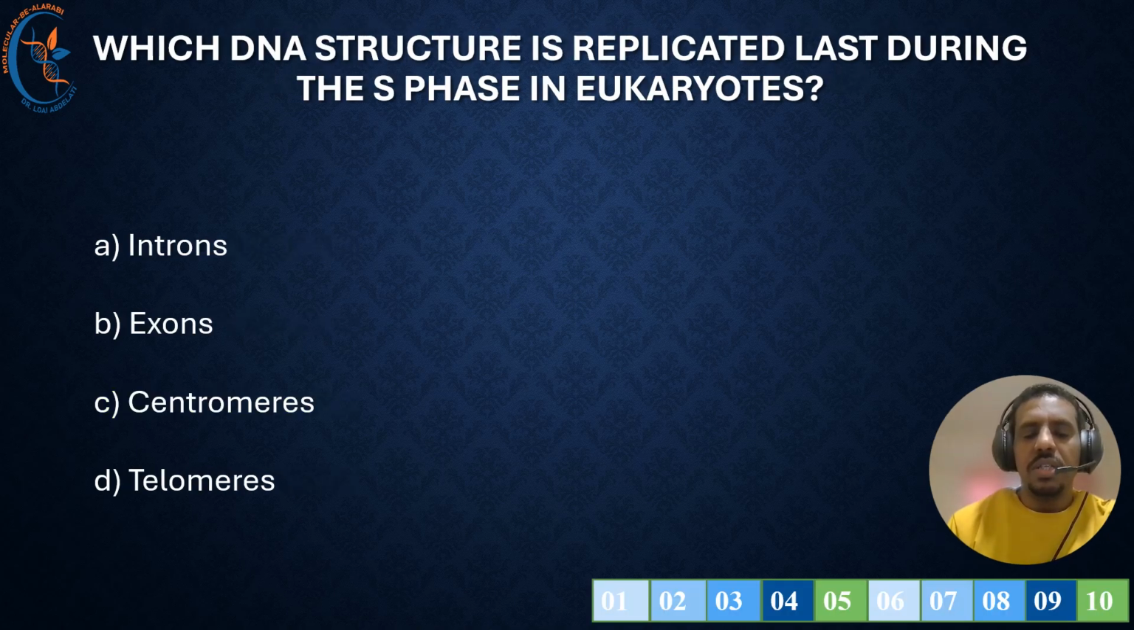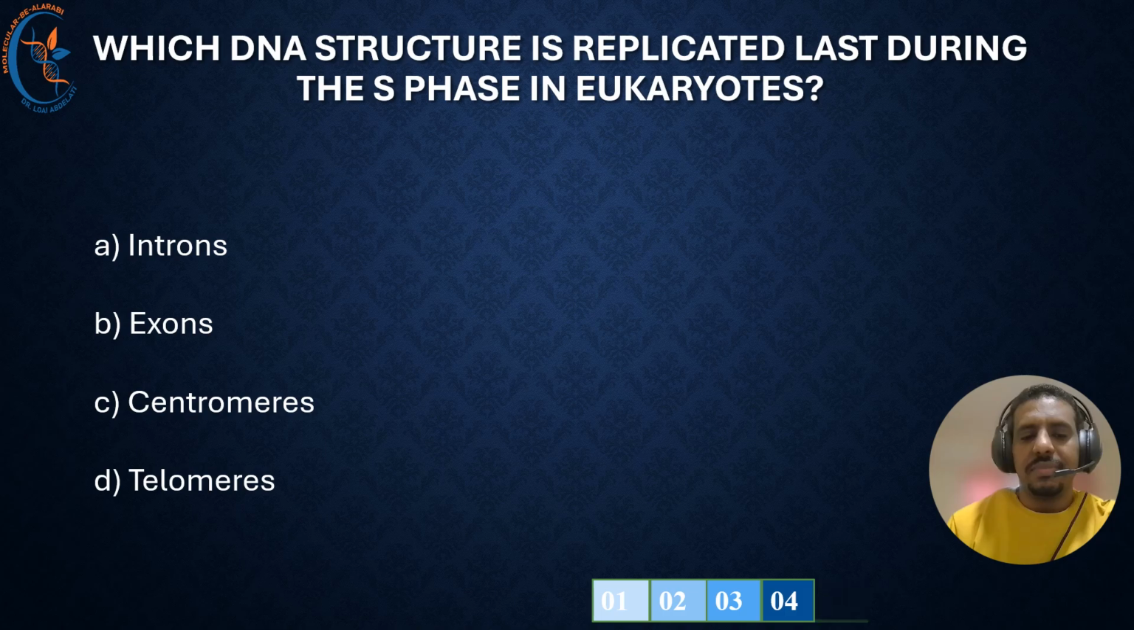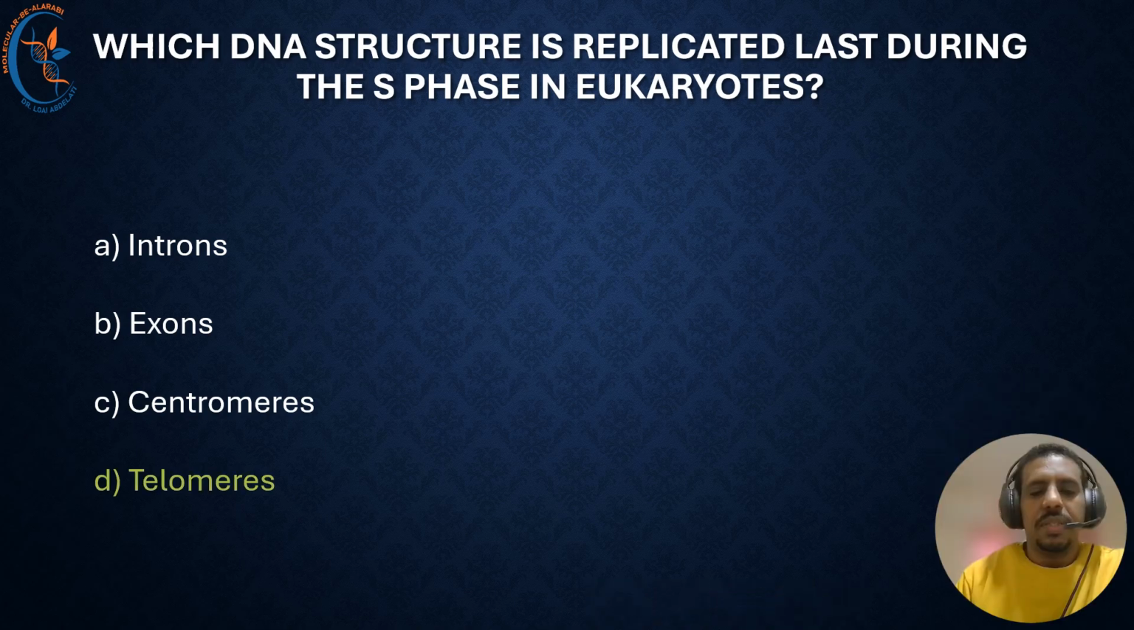So the next question is, which DNA structure is replicated last during the S phase in eukaryotes? 10 seconds. The correct answer is telomerase. Actually, telomeres located at the end of chromosomes are replicated last due to the lagging strand problem and the role of telomerase. Alright, so let's move on.